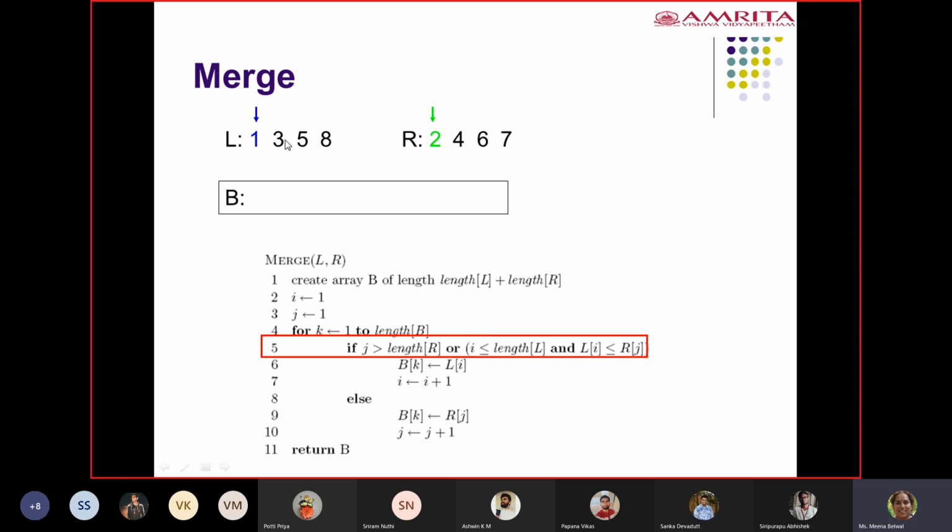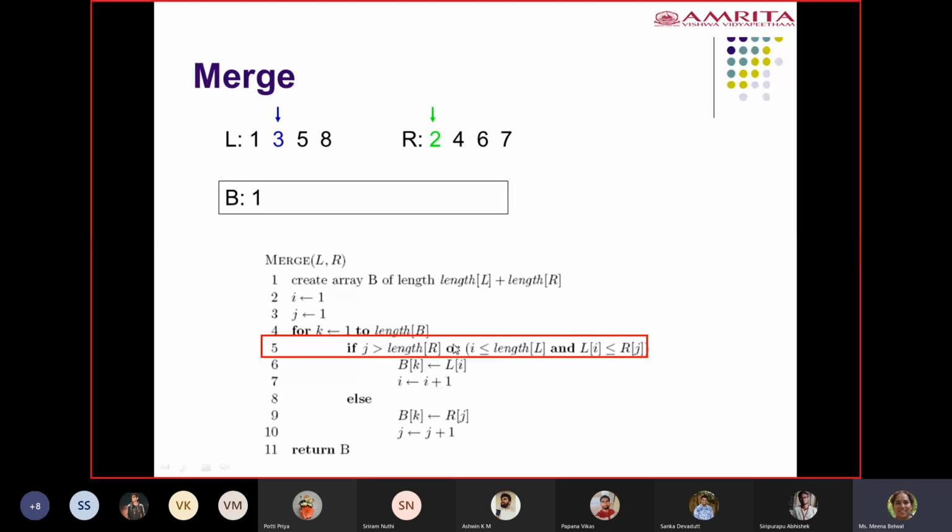Here I is less than or equal to length of L, because we have not finished traversing the left-hand side array, and Li is less than Rj, so 1 is less than 2. In that case, in Bk we put Li, the smaller element, and we increase the index of the left-hand side array by 1. We will not touch the right-hand side index. So this 1 is placed in B. Now it will not go to L. Again k becomes 2.